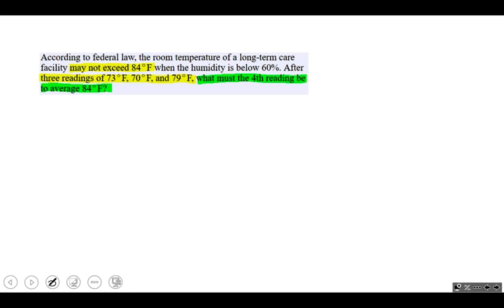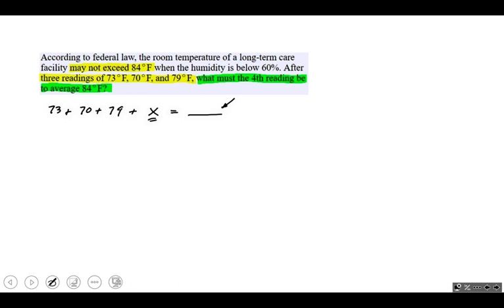In this case, we have a 73 and a 70 and a 79. We're going to add that to some fourth value, x. That's what we're solving for. What must the fourth reading be to average 84? When we add those up, we're going to get some value. So how do we figure out what this value right here needs to be?